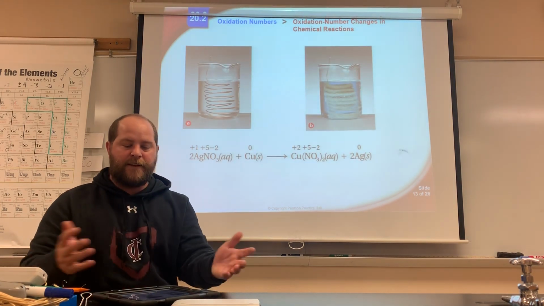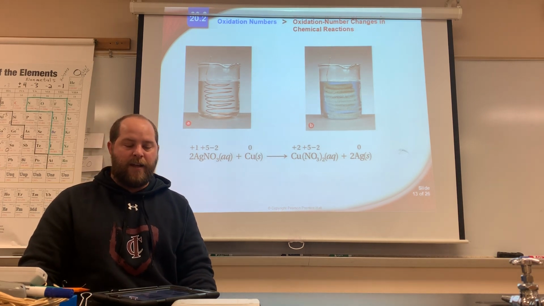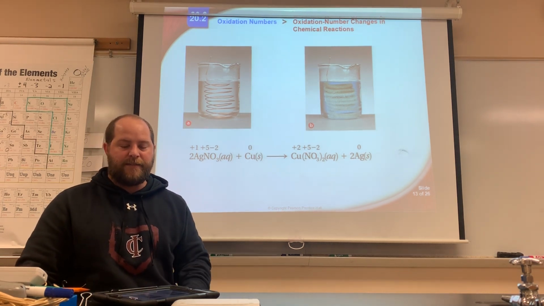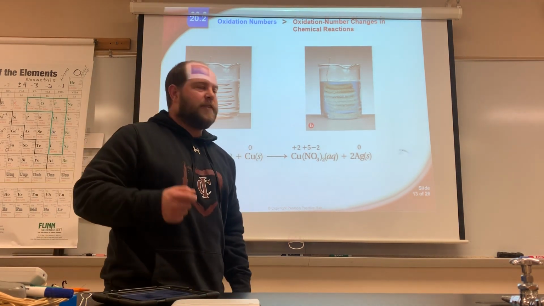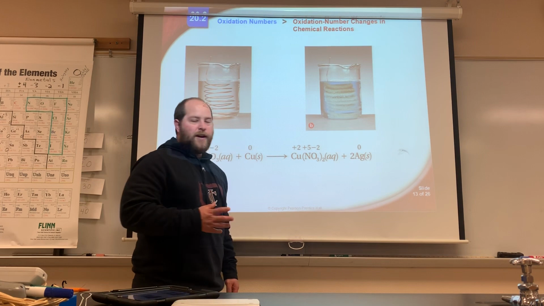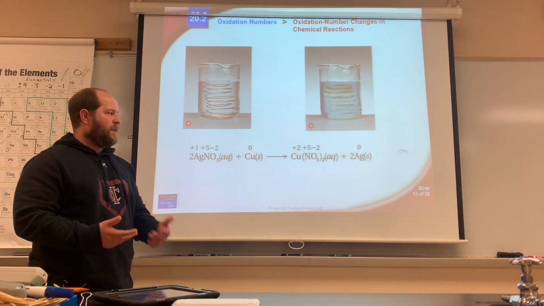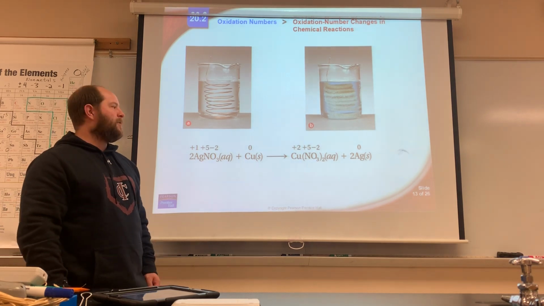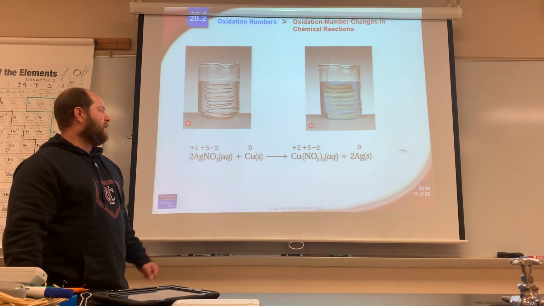All right, so here's an example. We have copper that's being reacted with the silver nitrate. This is a single replacement reaction. You can see the two are going to be switching spots. The oxidation numbers have been assigned for us already. So if we're trying to figure out what's being oxidized and what's being reduced here, we can do that just by looking at the oxidation numbers.